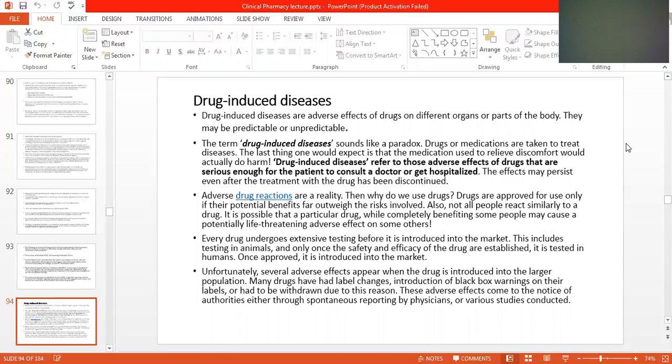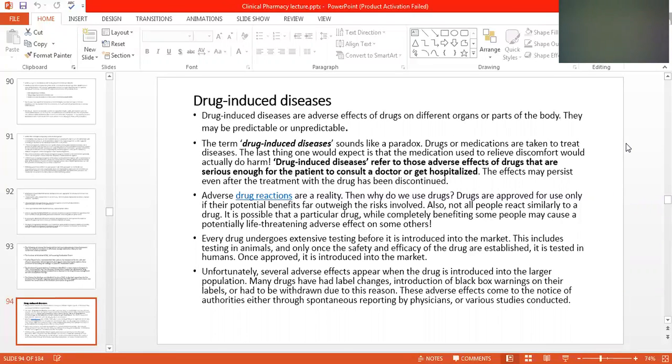Drug-induced diseases are like a paradox. A drug or medication is taken to treat a disease, but the medication used to relieve discomfort would actually do harm. We're taking the drug for treatment purposes, but it is also causing harm to the patient.